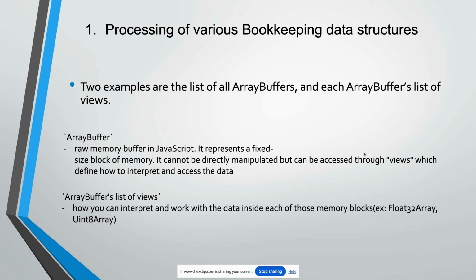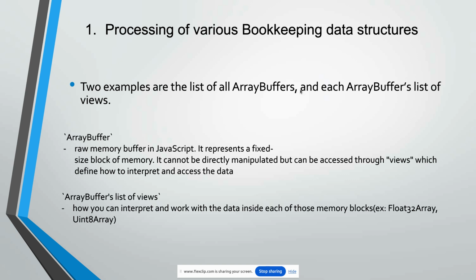So we're going to go first into processing of various bookkeeping data structures. First we have to understand two examples: the list of array buffers and each array buffer's list of views. This is not about memory in GC. That's kind of optimizing the V8 engine, but it does not relate to the memory, the garbage collectors.